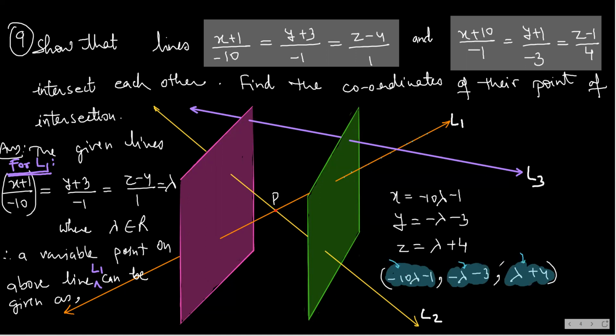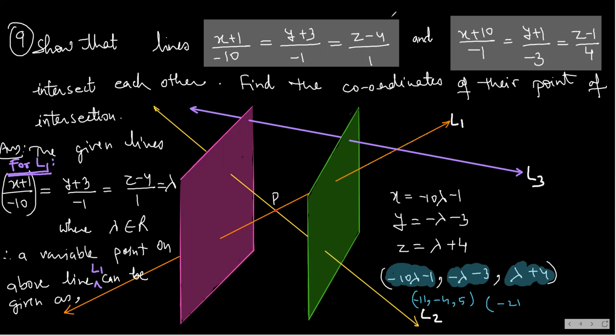numbers. How can these three numbers in lambda represent infinite points? You know the reason, because lambda is a real number. So for every lambda, suppose I take lambda as 1. When I take lambda as 1, this will become minus 11 comma minus 4 comma 5. This is one point. If I take lambda as 2, it will become minus 21 comma minus 5 comma 6. This is another point. And I'm taking lambda only as an integer.